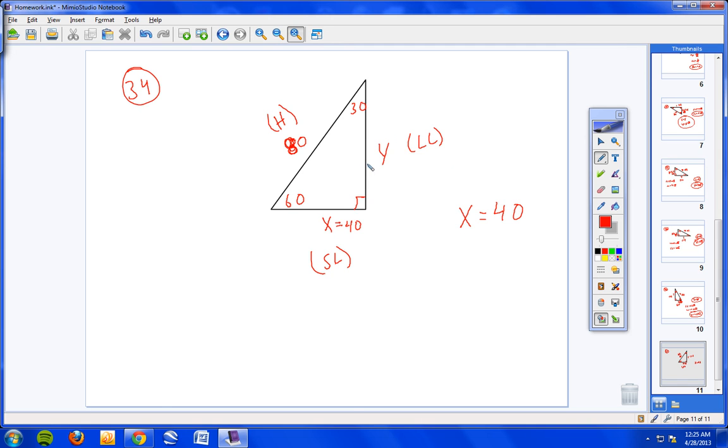Now we have to find y, the longer leg. We have a formula for that. Longer leg equals shorter leg times the square root of 3. And of course, the shorter leg is 40. We just found that a second ago. So the longer leg equals 40 square root of 3. And so that's y. Y is the longer leg. So y equals 40 square root of 3.